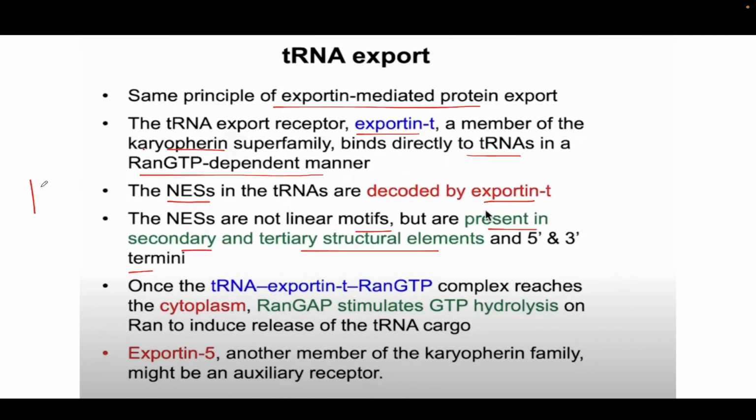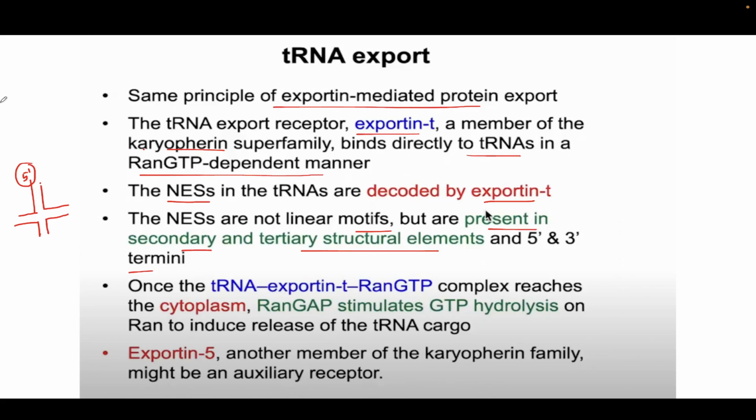So basically tRNA looks like this. In the 5' and 3' terminal, this might be a 5' region, and this is your CCA arm, and after completing, here the NES, that is nuclear export signal, will be present.